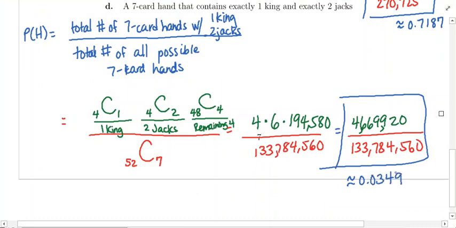Remember, the closer a probability is to 0, the less likely it is to occur. The closer the probability is to 1, the more likely it is to occur.